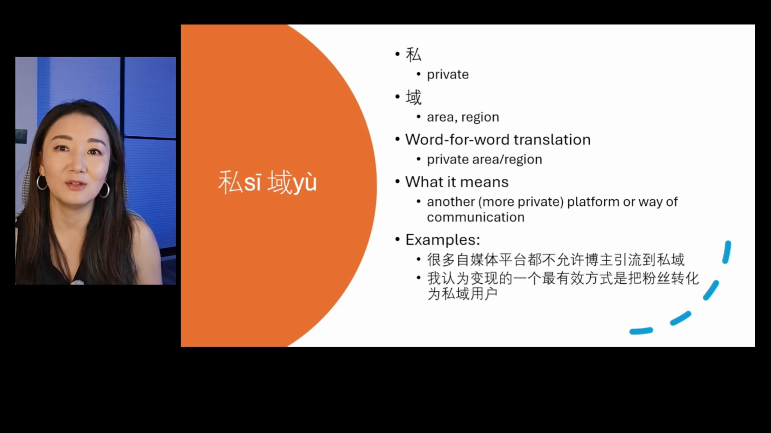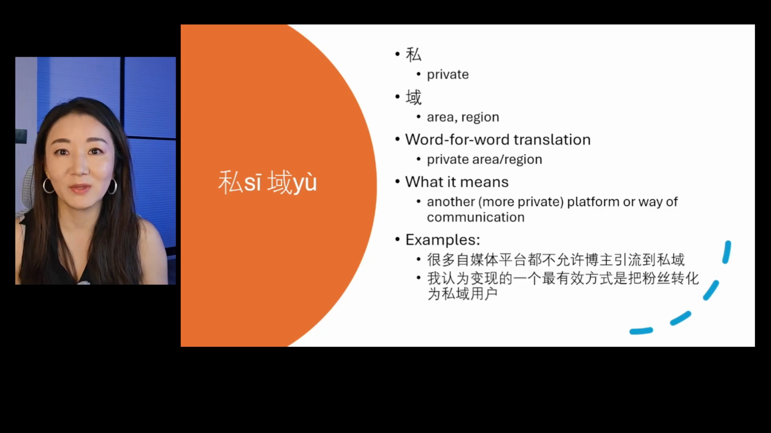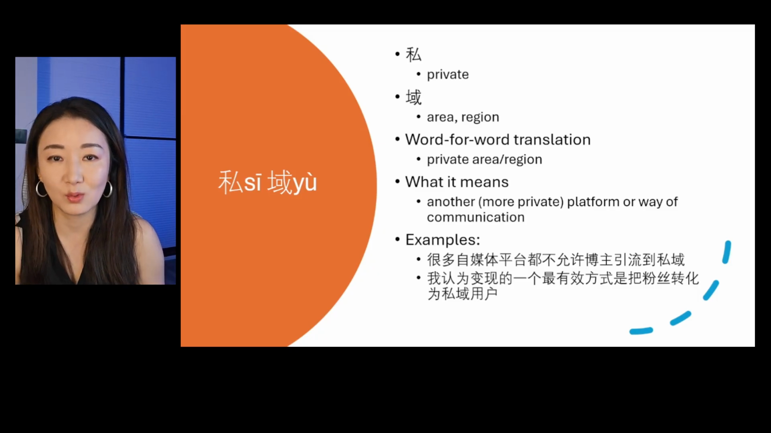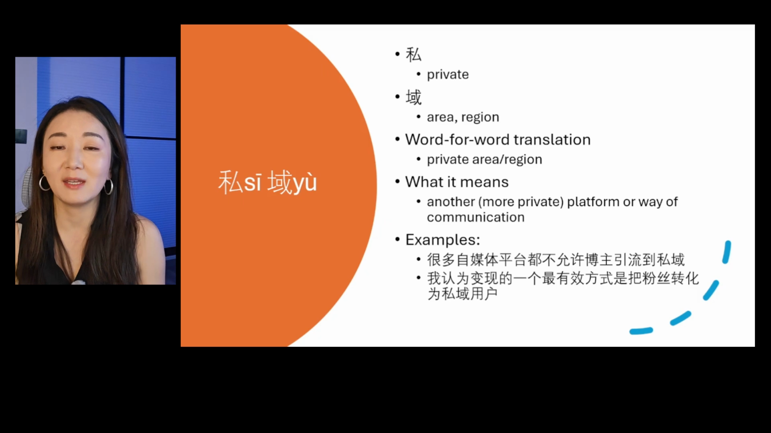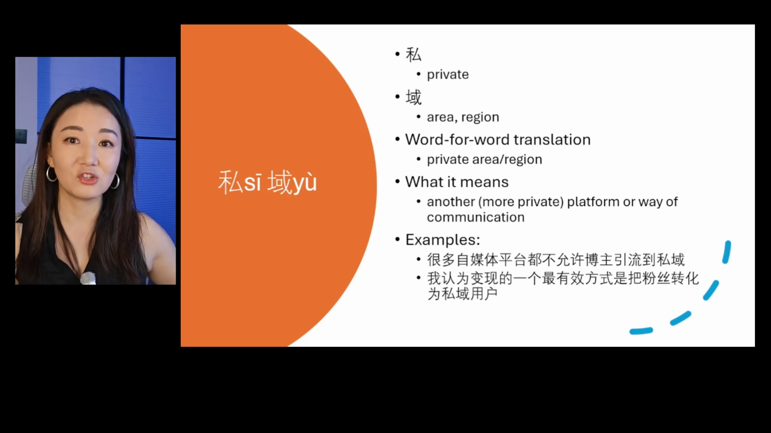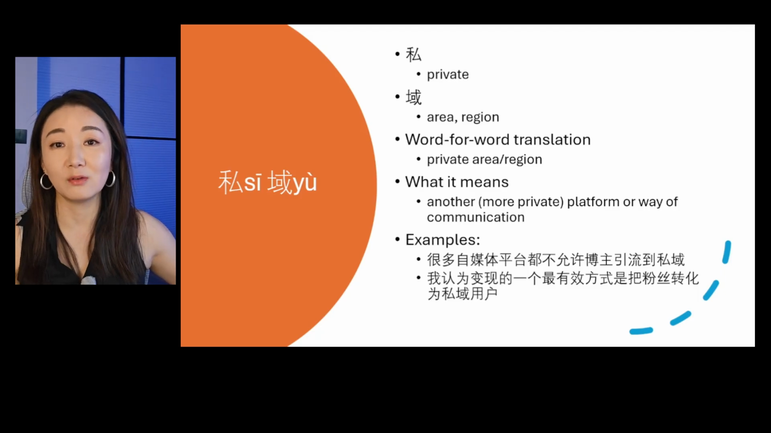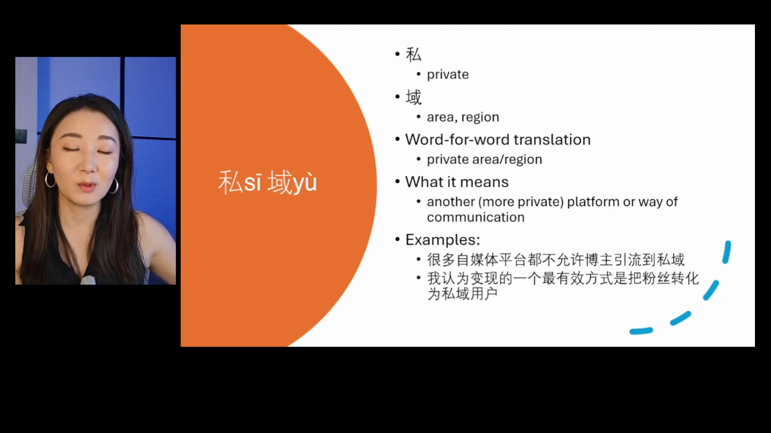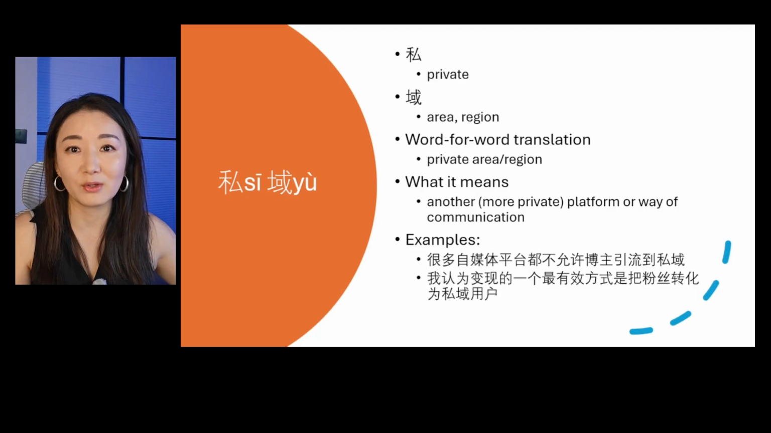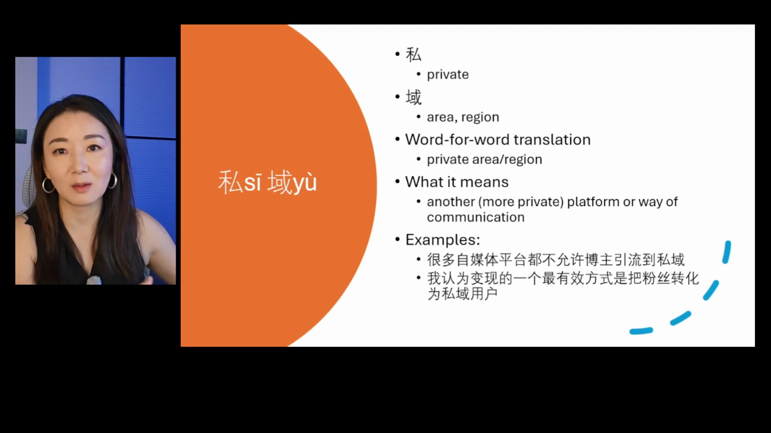But in China, we don't use email that much. In China, the typical 私域 is WeChat. WeChat is an instant messenger. So in China, what people do is that they create content on Douyin or on Rednote. When they get subscribers, they might direct the subscribers to WeChat, where they can talk privately.